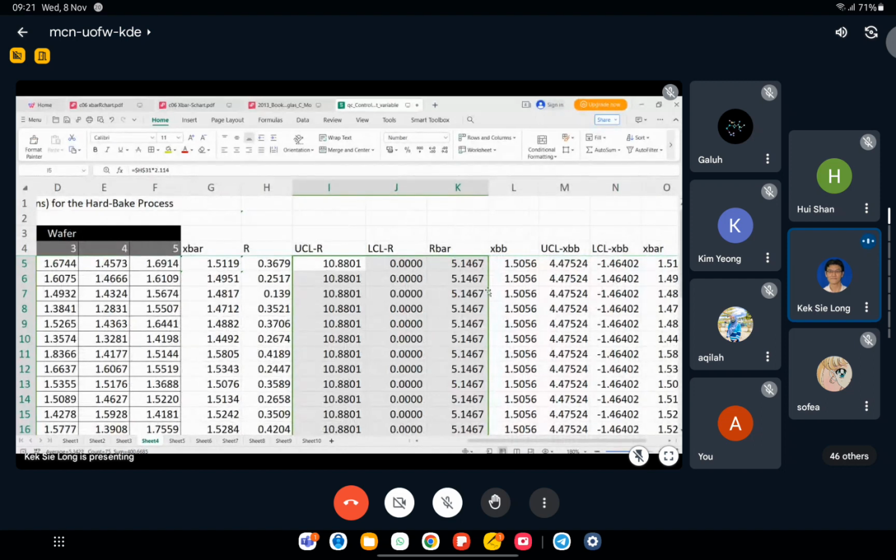So to plot the R control chart, how much information do we need? UCL, LCL, and then ABA, right? But if we have only these two pieces of information, it's just an empty control chart. So we also need to plot the data R into the control chart. So we just simply highlight these 4 columns, and then plot the graph.